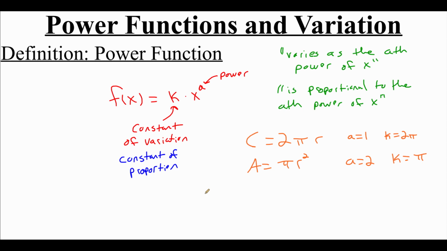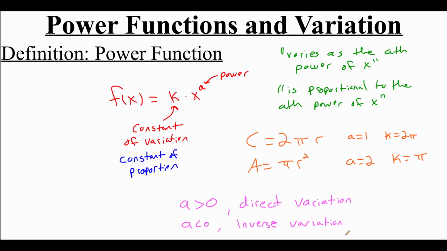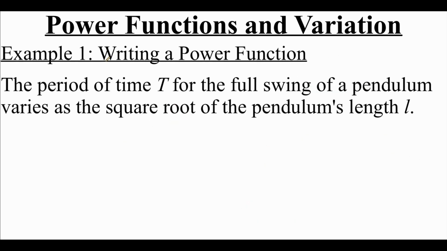And when we're looking at power functions, if your a value, if your power is positive, then we would say that we have direct variation. And if we're dealing with powers that are negative, or a values that are negative, then we would say that we have inverse variation. And unless the setup of our problem specifically says that we're varying inversely, then we're automatically going to assume that we have direct variation. So in this example, we're going to look at writing out a power function.